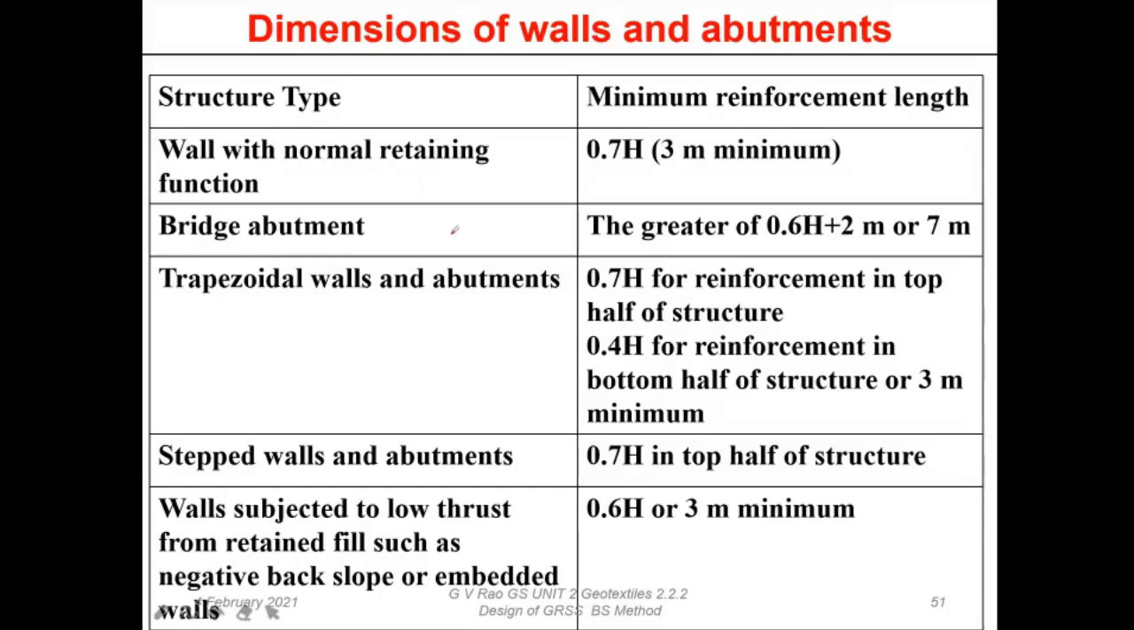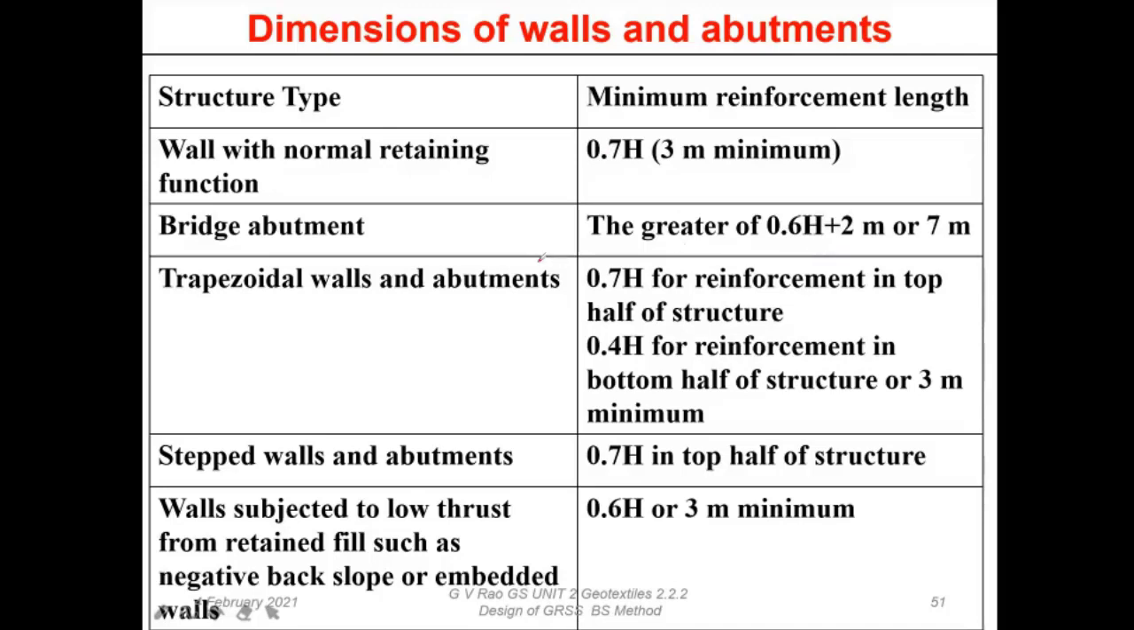For a bridge abutment, the reinforcement length is the greater of 0.6 h plus 2, or 7 meters. If the height is 10 meters, let us say, for a bridge abutment, that will be 6 meters plus 2, which is 8 meters. So either 8 meters or 7 meters, naturally we are going to pick the greater one. Here we are going to pick the higher of the two values.